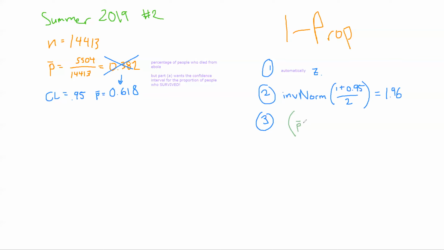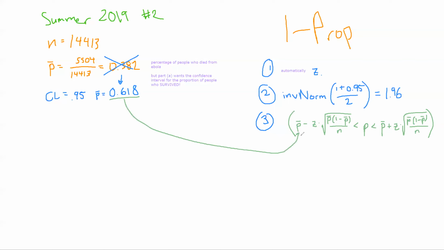p-bar minus z times the giant square root of p-bar times 1 minus p-bar over n, is less than p, which is less than p-bar plus z times the giant square root of p-bar times 1 minus p-bar over n, close parentheses. We have all these things. So 0.168, this is going to be doing a lot of heavy lifting here. That's going to go here and here and here. And our value of n is that 14,413 that's going to go here.